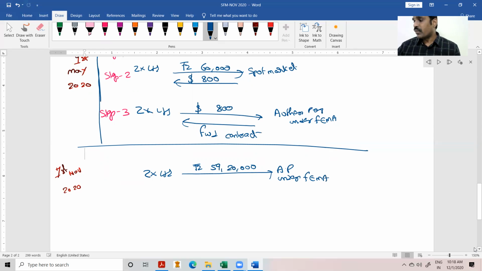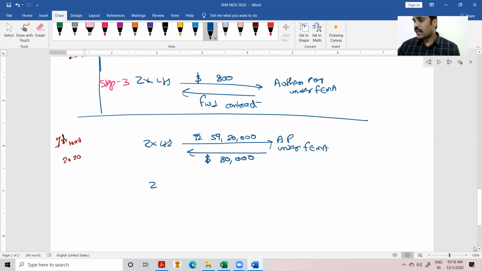So thereafter, he will receive the $80,000. He will receive the $80,000 inflow. Right, fine. That is one contract. Next another point is that, as usual, ZX Limited will pay that $80,000 to the foreign US supplier. This is our business transaction done.